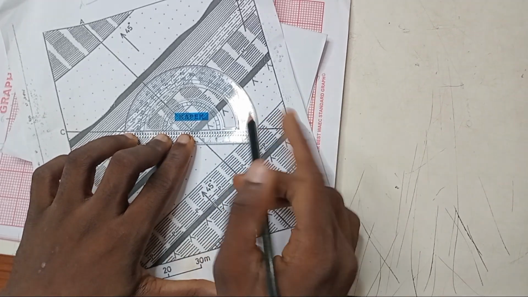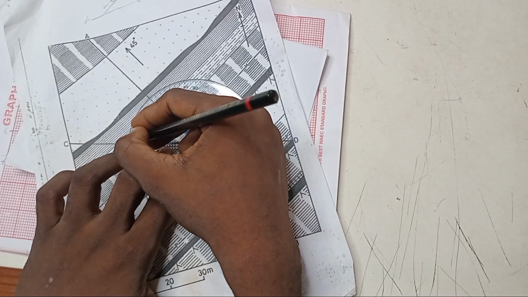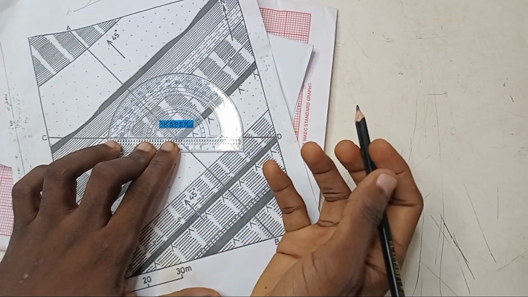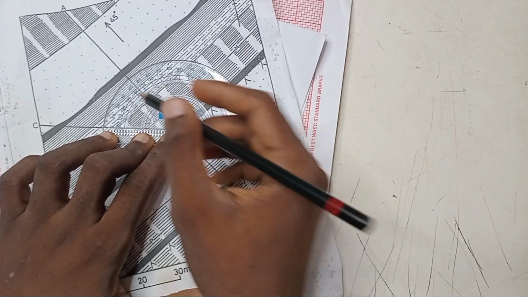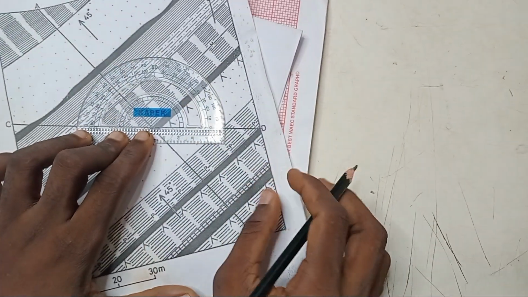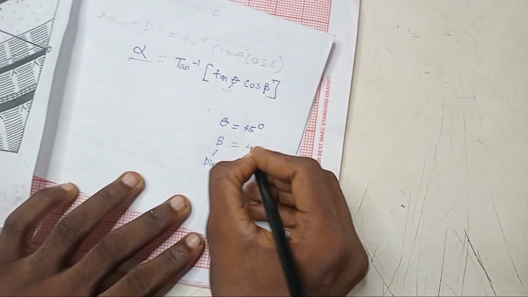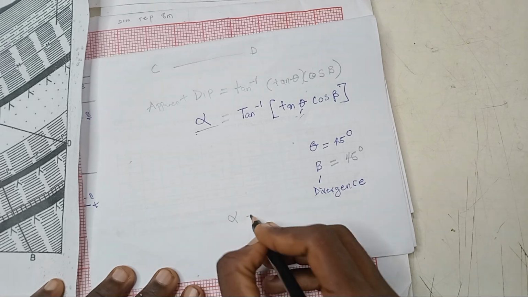And zero at the other side must be on CD. Then check the angle between C to D. From what I'm checking in this place, C to D gives me 45 degrees. So beta is equal to 45 degrees. Now let's find our apparent dip.